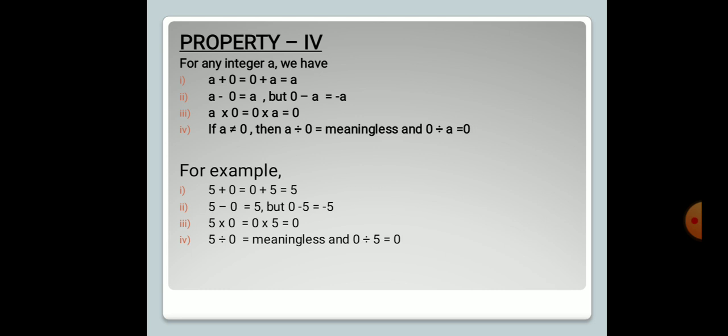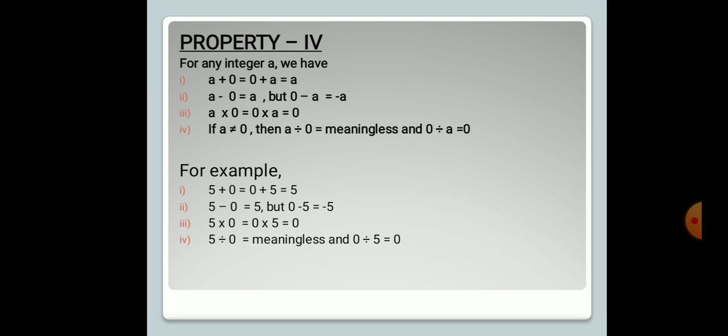The next one, a into 0 or 0 into a is equal to 0. If you multiply any integer with 0, you get the answer as 0. Okay. Then the fourth one, if a is not equal to 0, then a divided by 0, any number or 5 divided by 0, is meaningless, and 0 divided by a is equal to 0. Okay. 0 divided by any number, 0 divided by 5, 0 divided by 10, all are equal to 0.